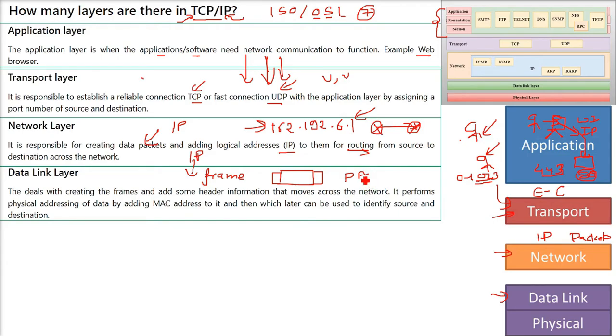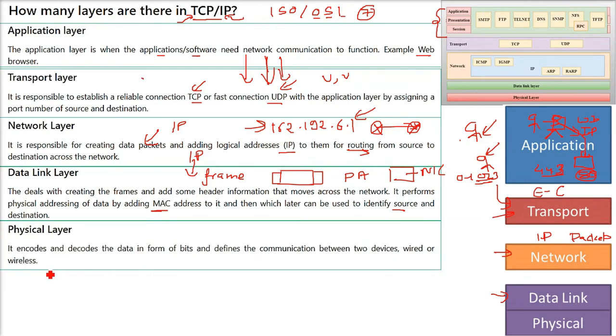Every computer will have a networking card that is called the NIC, network interface card, and that will have a very unique number, the MAC address, which is the physical address, actual address, which will be known or identified for source and destination. So the data link layer makes frames and then adds the MAC address; that is, the actual physical addressing happens here.